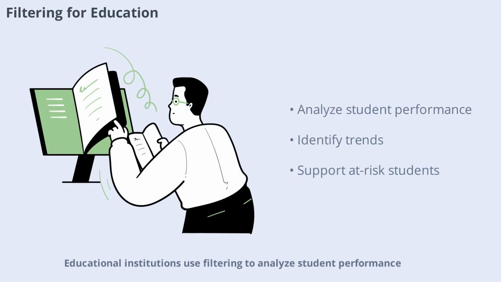Educational institutions use filtering to analyze student performance, attendance, and demographics. This helps educators identify trends, support at-risk students, and improve outcomes.